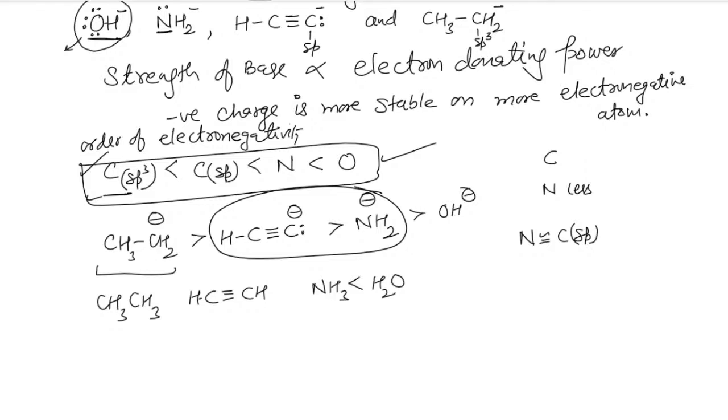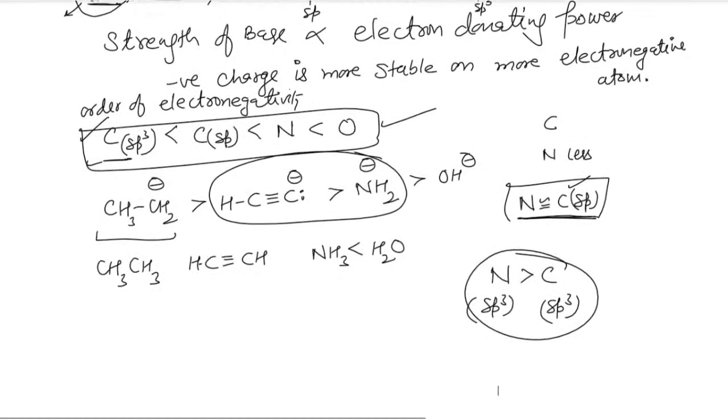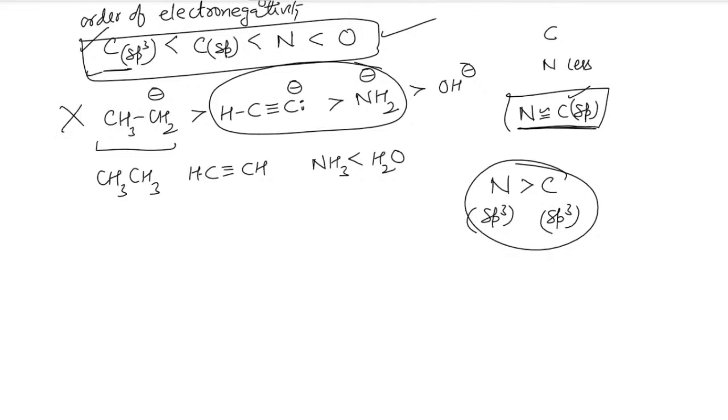Keep in mind, nitrogen and sp hybridized carbon are of almost the same electronegativity. When we compare nitrogen and carbon, we take both as sp3 hybridized, and then we compare that nitrogen is more electronegative than carbon. But when we have sp hybridized carbon, then it is equivalent to nitrogen. Both are almost of the same electronegativity. So that means this order is like this only. Electron density, meaning lone pair density, is more on nitrogen, so nitrogen can donate more effectively than HC triple bond C negative. So it should be like this.